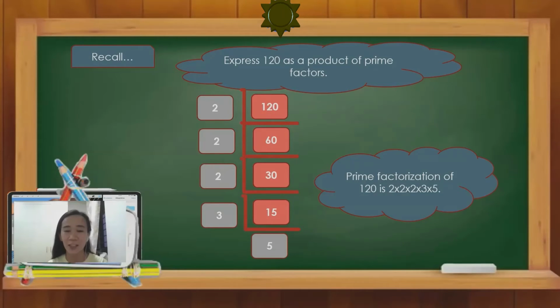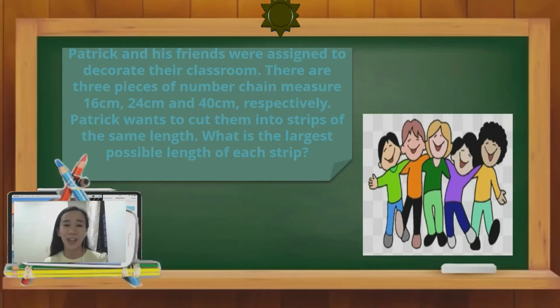Great job! Patrick and his friends were assigned to decorate their classroom. There are 3 pieces of number chain measuring 16 cm, 24 cm, and 40 cm respectively. Patrick wants to cut them into strips of the same length. What is the largest possible length of each strip? Do you already have your answer?